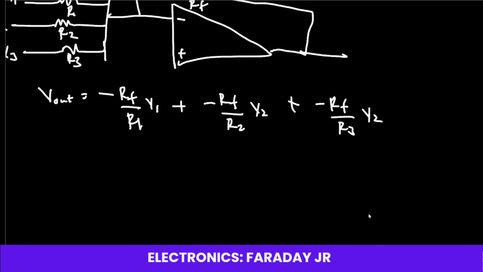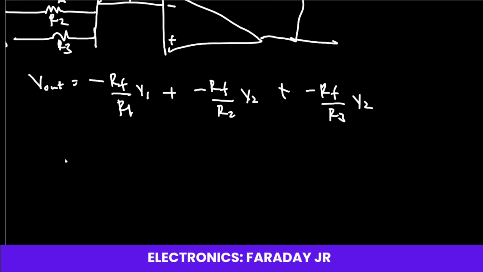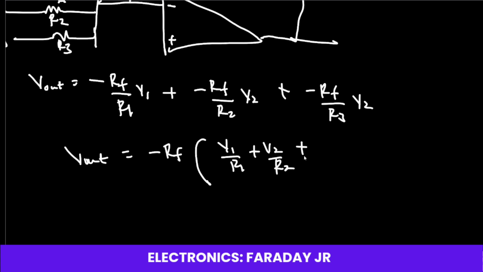So you can see from the equation clearly that RF keeps on repeating itself throughout, so we can factor that out. That will give us minus RF bracket V1 over R1 plus V2 over R2 plus V3 over R3. And that's actually the expression for the inverting summer.